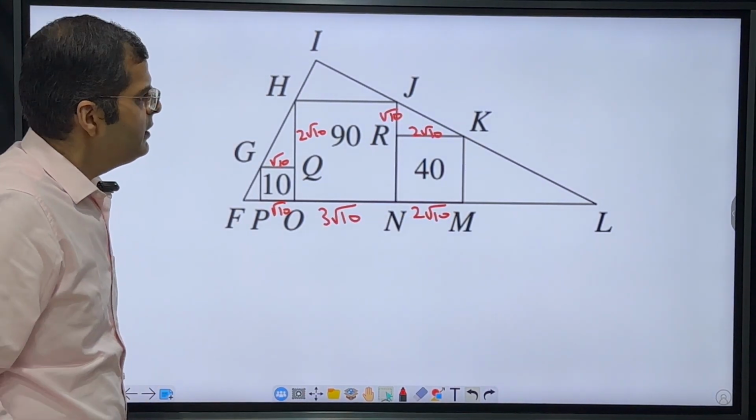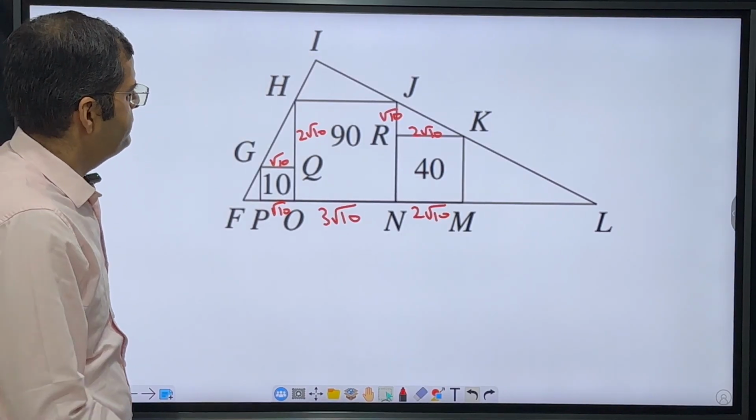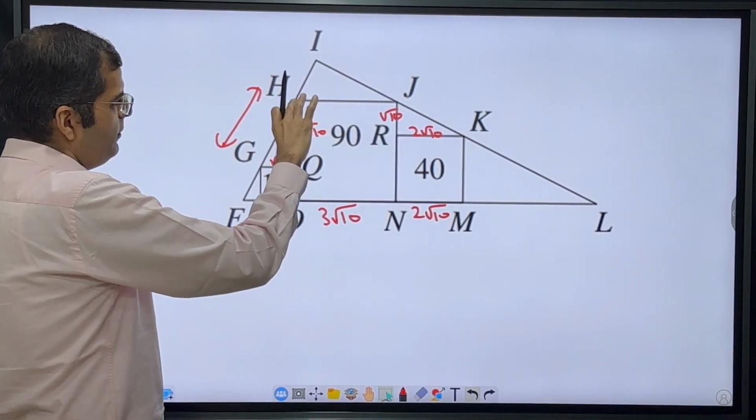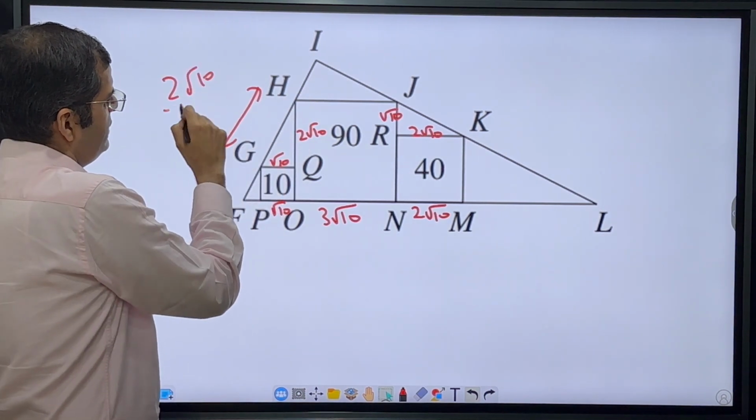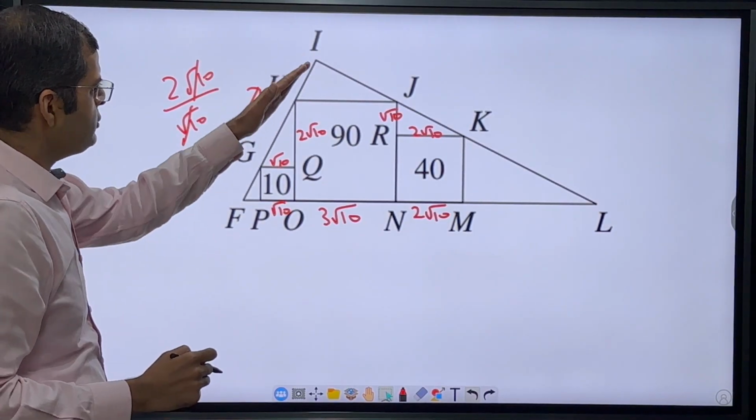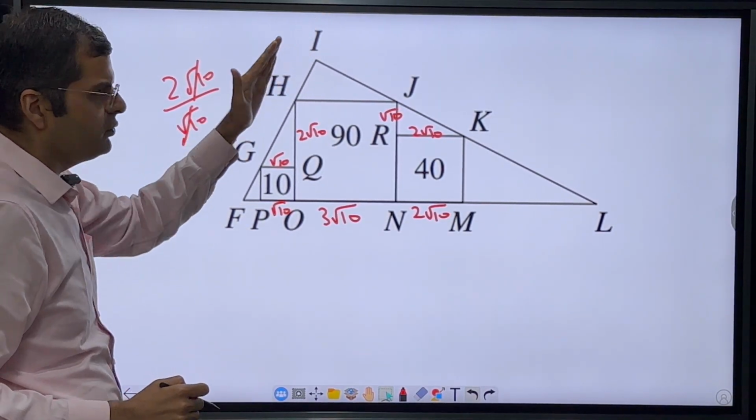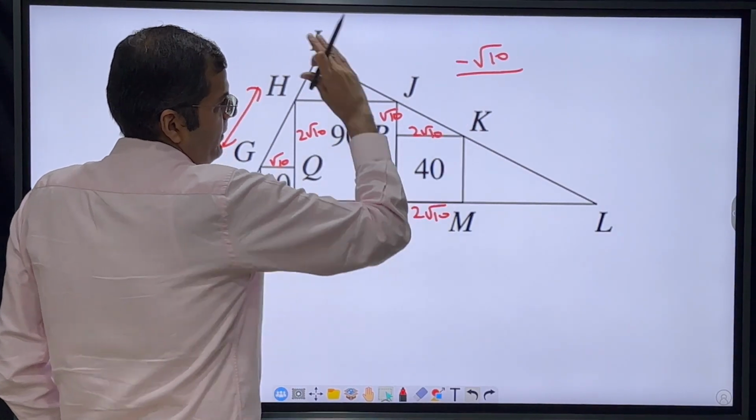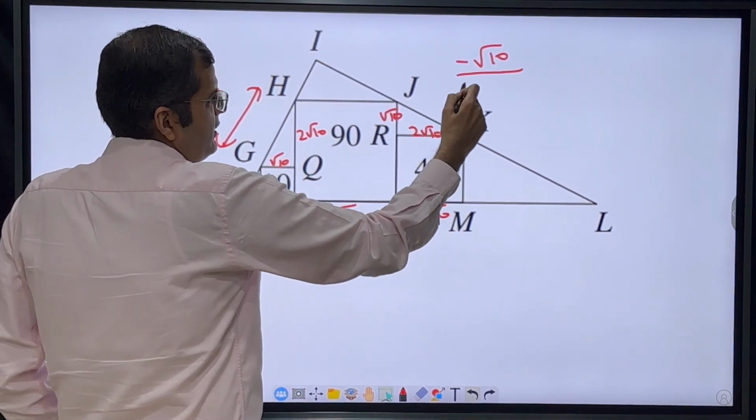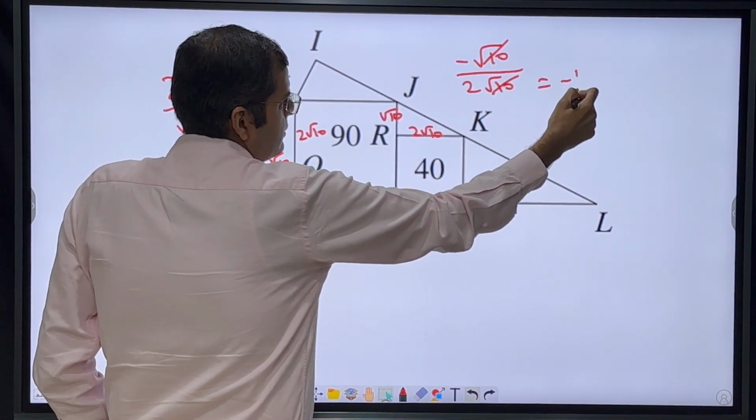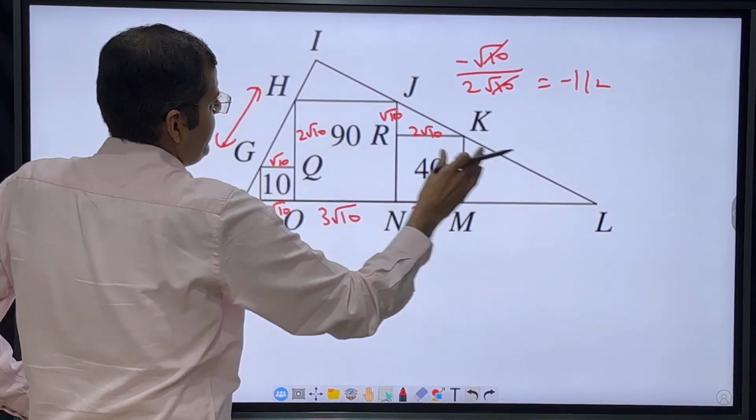Okay. Now, if you look at it, what is the slope of this part, HG? Slope is 2 root 10 divided by root 10, which is 2. So, the slope of this line is 2. What is the slope of this line? It will be negative root 10, because it is a negative sloping line, divided by 2 root 10. So, the slope here comes out to be minus 1 by 2.